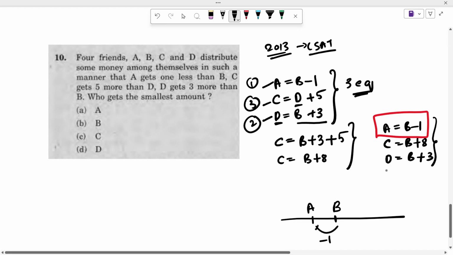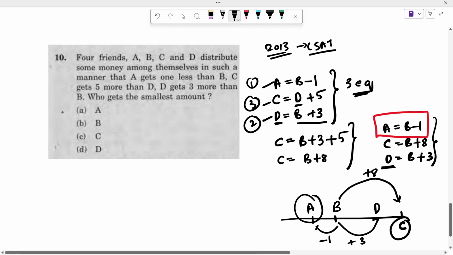What do I need to do to get D? I need to add 3, right? So if I add 3 to B, what am I going to get? D. At the same time, how do I get the value of C? I need to add 8, right? So what I'm going to get is C. So here, the smallest term is A and the biggest term is C.